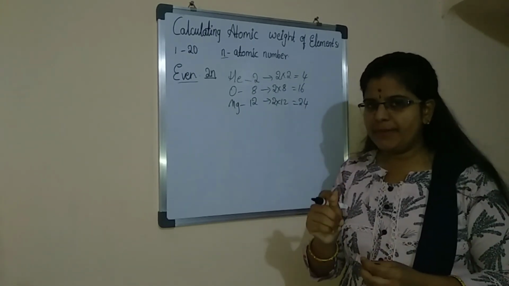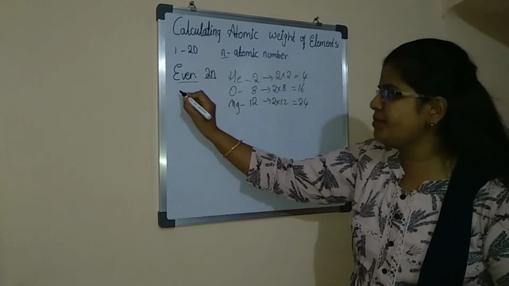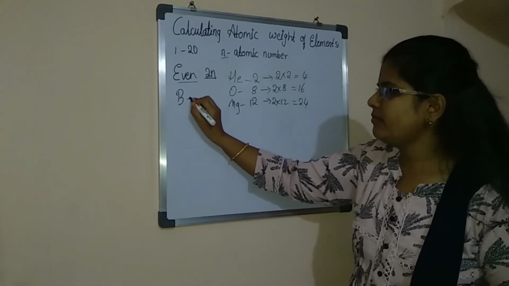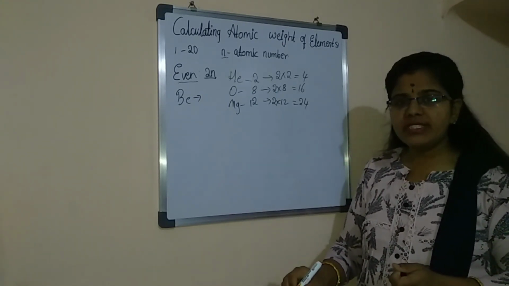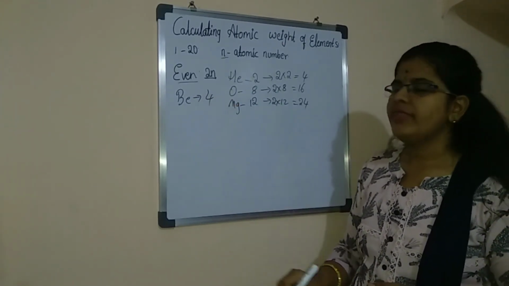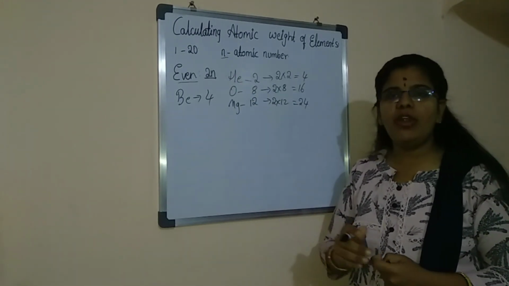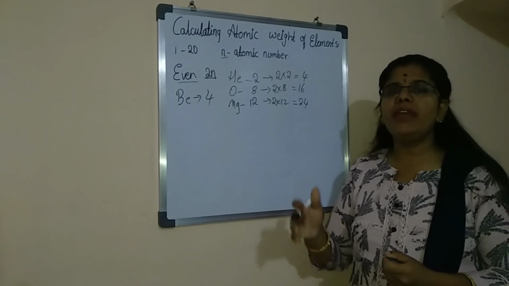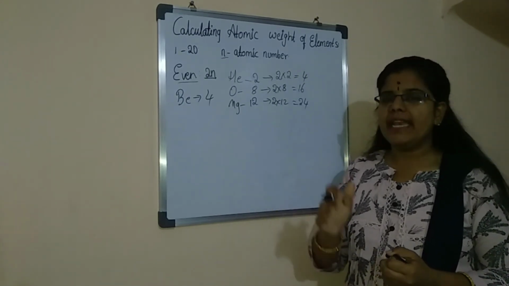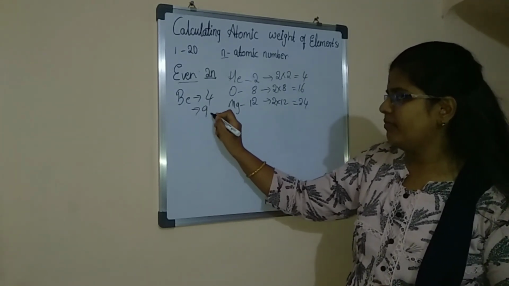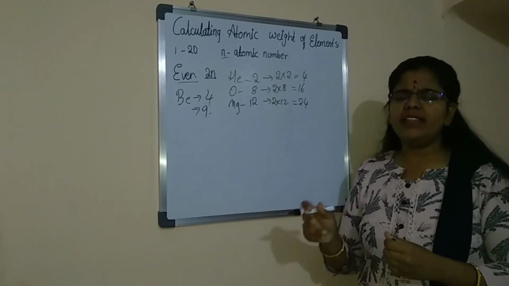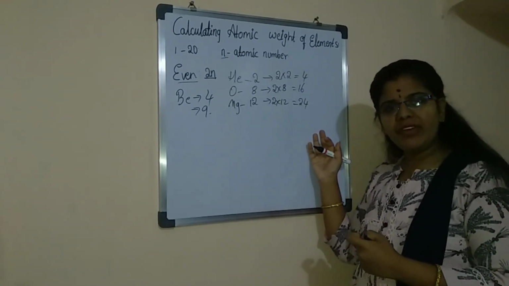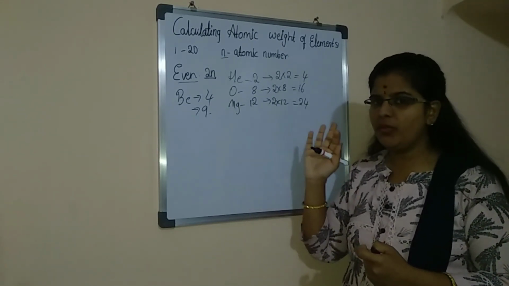But there are some exceptional elements. That exceptional element is beryllium, Be, whose atomic number is 4. If you apply the same formula, 2 into 4, you get 8. But actually the atomic weight of beryllium is not 8, it is 9. Understood? There will be some exceptional elements like this. I hope everyone has understood the even number atomic weights.